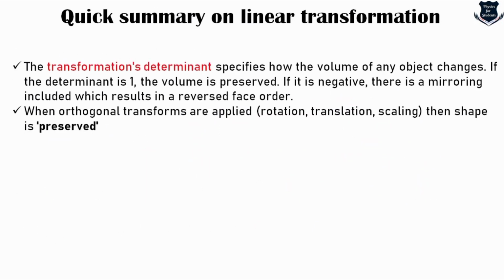Okay, so what we have learned is that the determinant of a matrix transformation specifies how the volume of an object changes. If the determinant is 1, the volume is preserved. If it is negative, then it is a mirroring or a kind of reversal of space order. When orthogonal transforms are applied, that is, we are keeping it an orthogonal rotation or translation, then the shape is preserved.